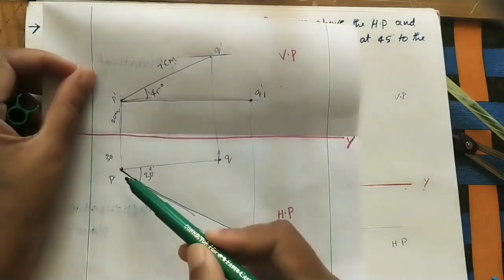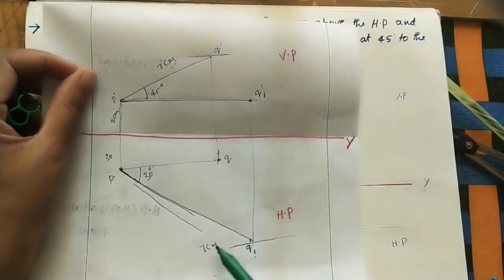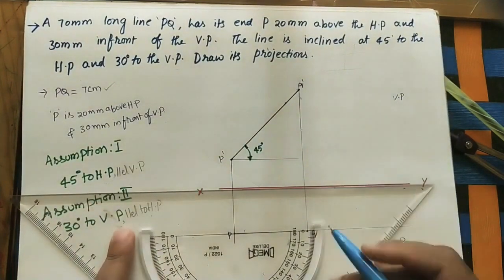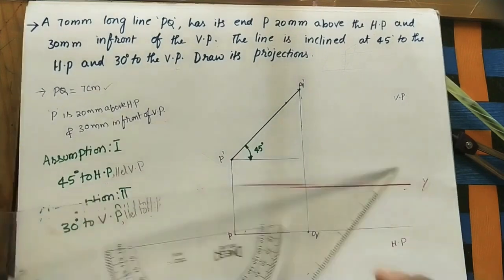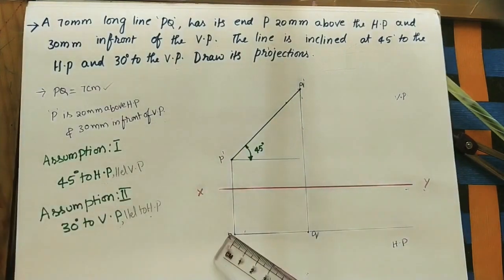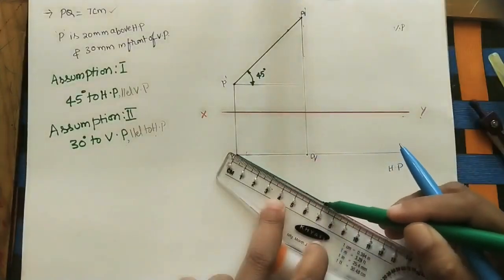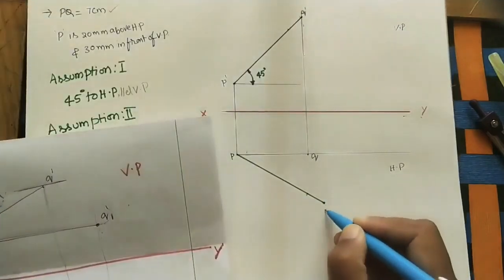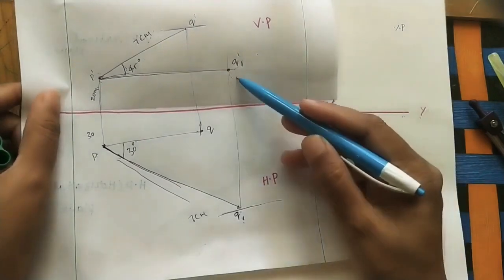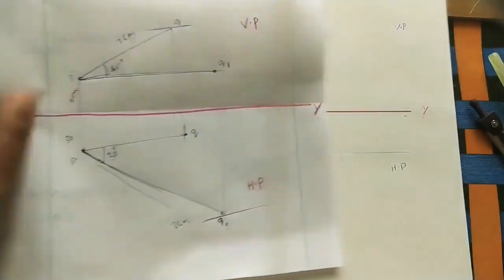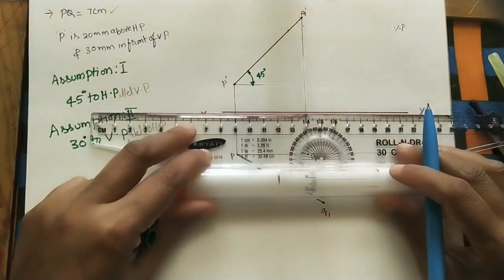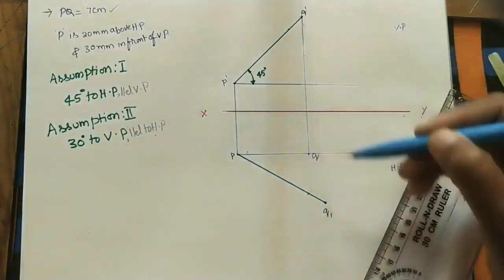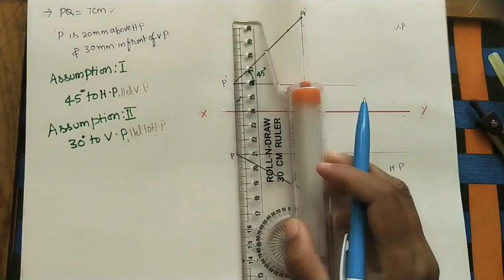In the second assumption, we have to take at P a 30 degrees line of 7 centimeter. So 30 degrees line, 7 centimeter. Okay, now this point is here. I am giving Q1. Now do the projector line at Q1 up to this P dash horizontal line. Okay, so extend this line. And here at Q1 extend the projector line.